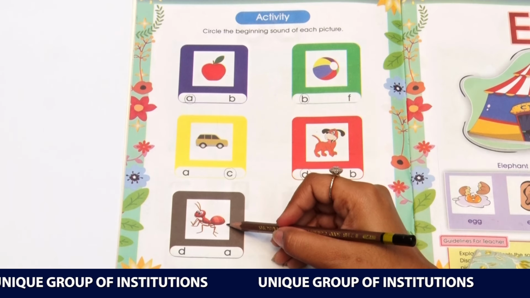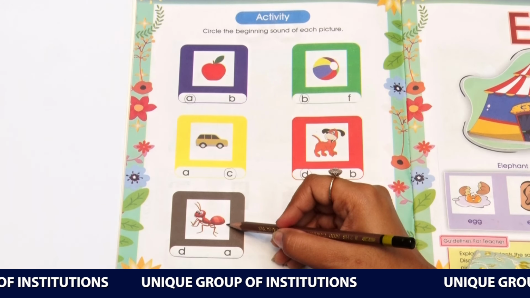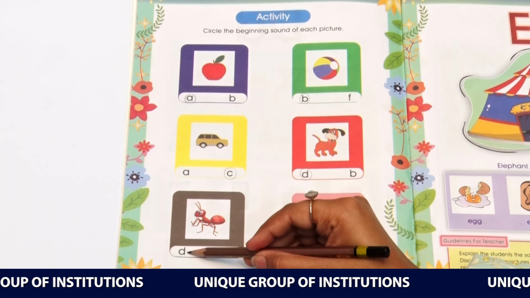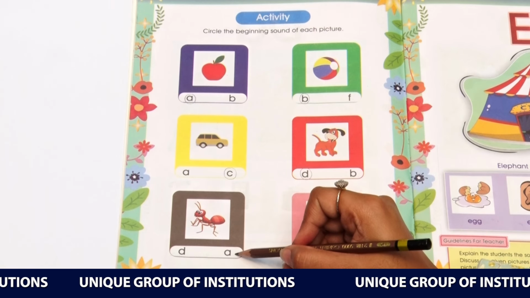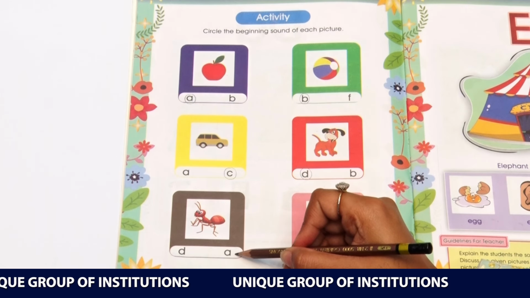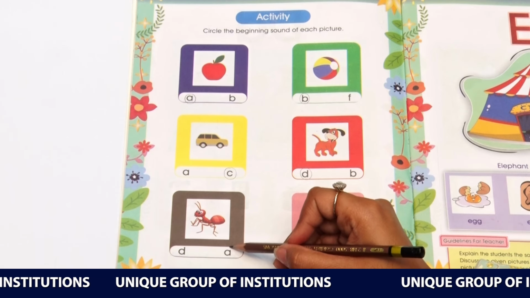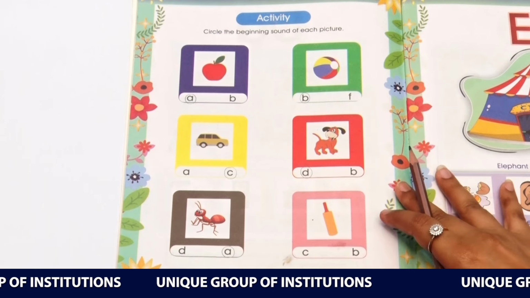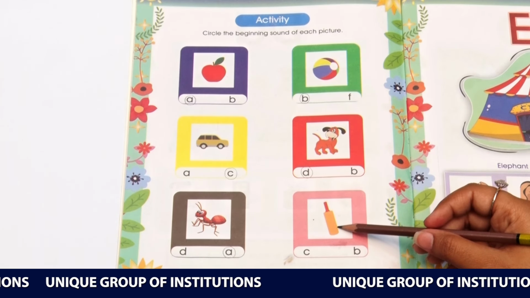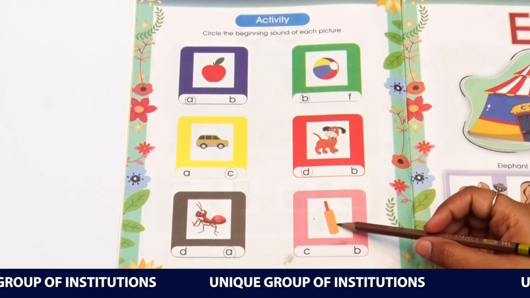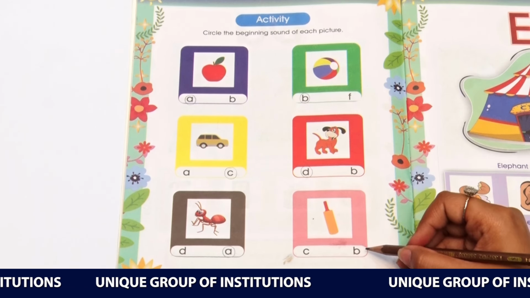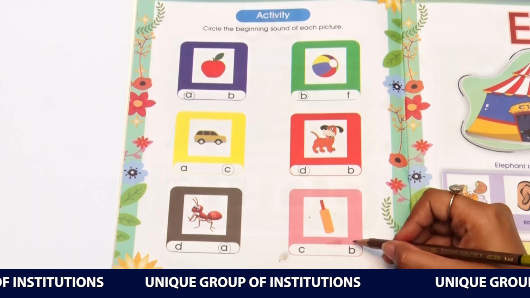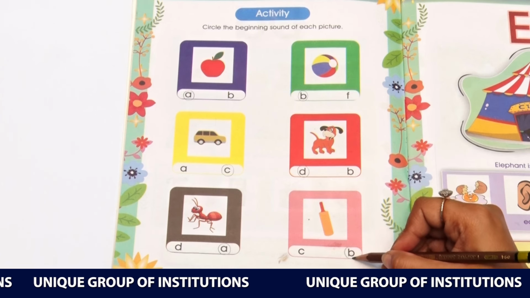Next we have the picture of an ant. It's ant. It's the letter D. D makes the sound D. And it's the letter A. A makes the sound A. So we have to circle ant. Next we have bat. Bat. So the B is the sound of the letter B. We have to circle B here.